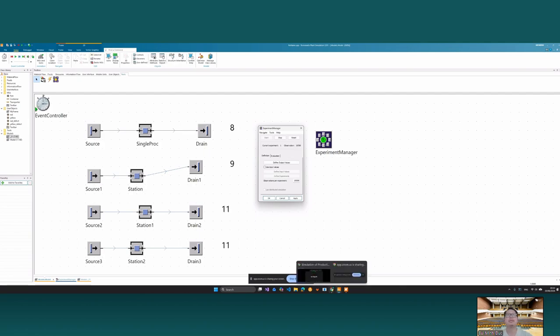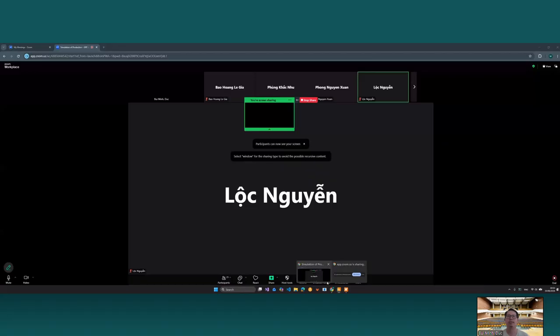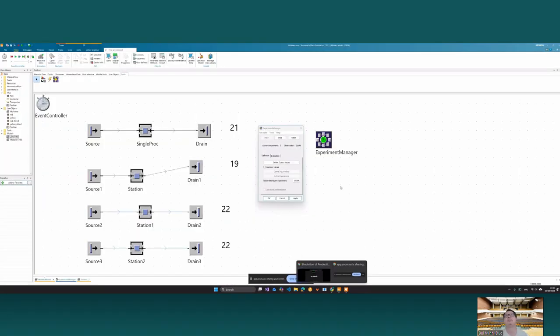Then how about you guys? Can you try it on your own computer? Maybe your computer is more powerful than what I have here, and then it takes maybe 1 second or 2 seconds to perform 1 billion simulation runs.